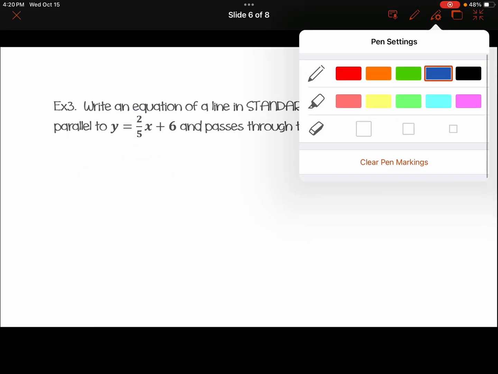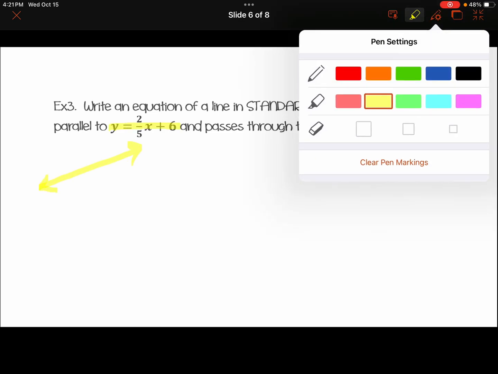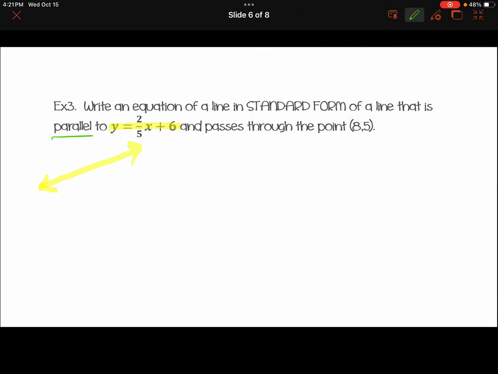All right, next one. Let's go ahead and start with what we're given. I have this yellow line. I want to come up with a parallel, and I want it to go through the point 8, 5.